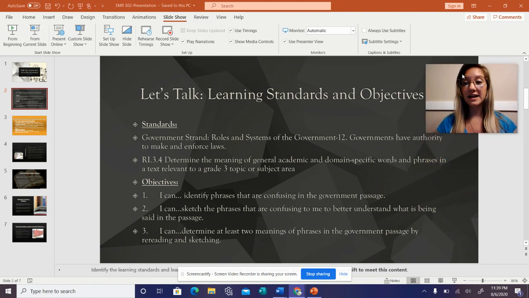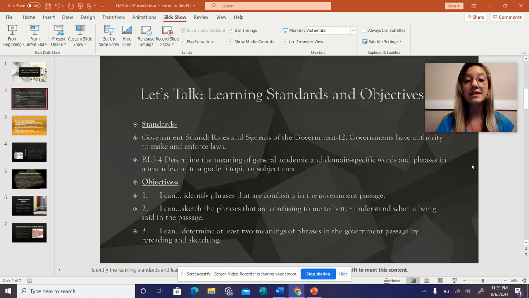The two standards that I have, one is a government one: governments have authority to make and enforce laws. The other one is a reading one: determine the meaning of general academic and domain-specific words and phrases in a text relevant to grade 3 topic or subject area. So my objectives are going to align with the government standard and then also the reading standard.